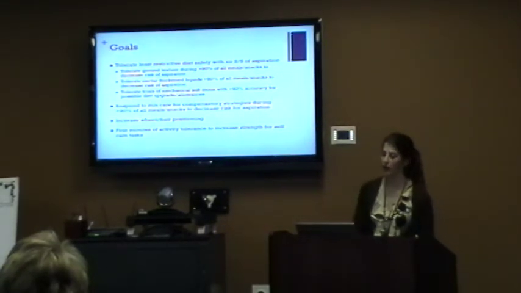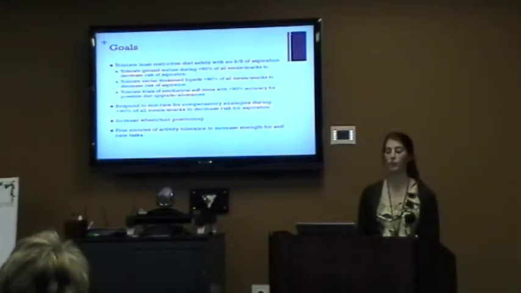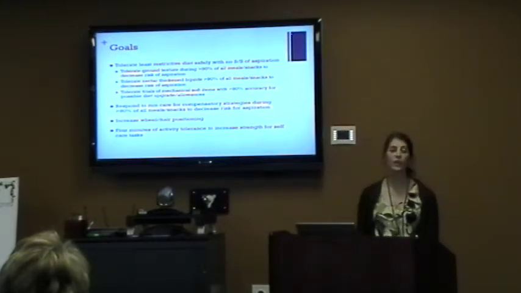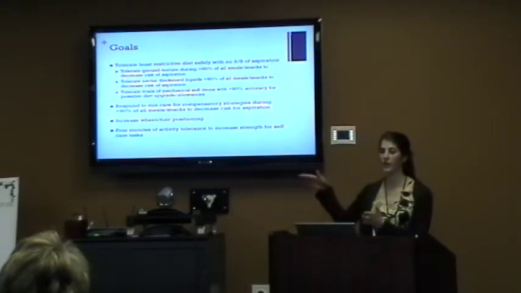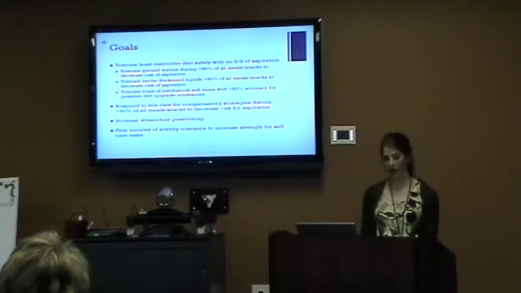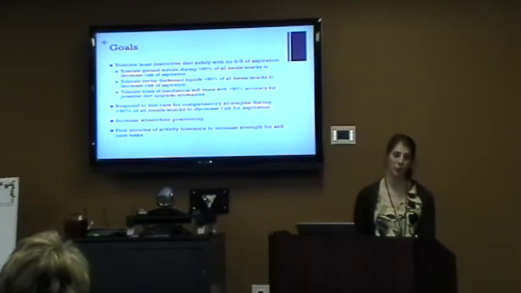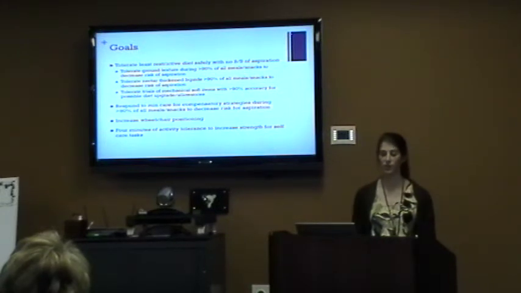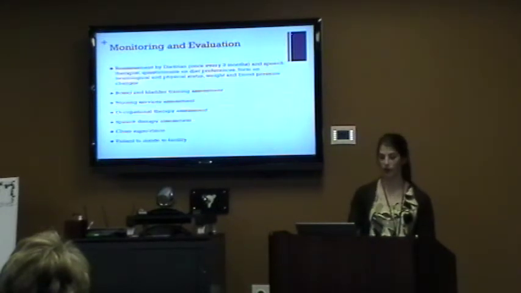The goals for him right now are to tolerate the least restrictive diet safely with no signs or symptoms of aspiration, because they've had to go back and forth. And those are just broken down by the liquids, the actual texture diet, and then tolerating trials of mechanical soft. So they're really trying to see if they can upgrade him a little bit. They're trying to get him to not aspirate, to increase his wheelchair positioning, and having him get up for 4 minutes of activity tolerance to increase his strength, which I talked about earlier.